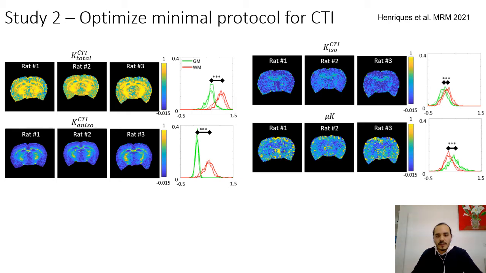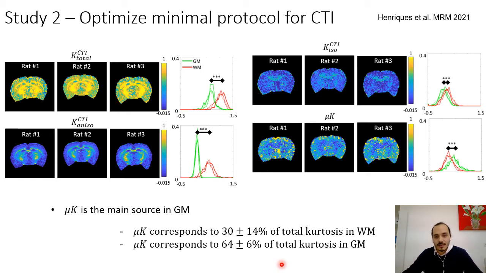The CTI results in vivo confirmed our previous ex vivo findings. For example, here is the total kurtosis. We observe that K aniso and K iso have the higher sources in white matter. Again, K iso shows higher intensities in regions near the ventricles. And we again observe that microscopic kurtosis is a predominant source of kurtosis. It consists of around 30% of the total kurtosis in white matter and 60% in gray matter.